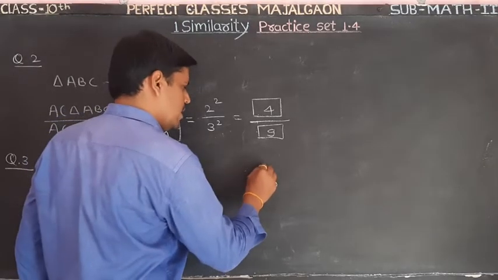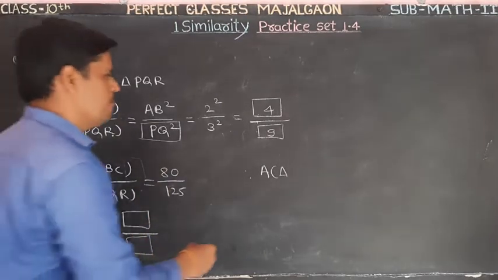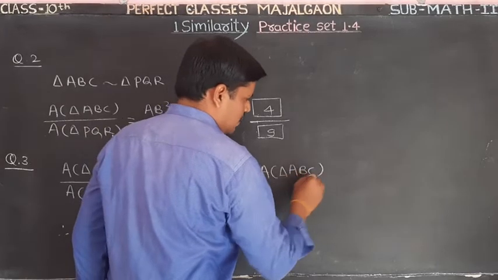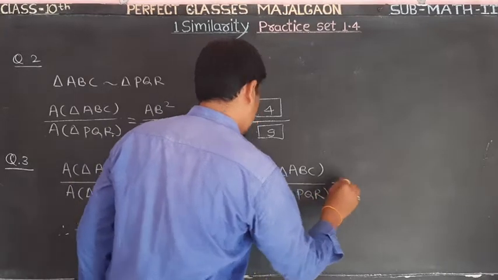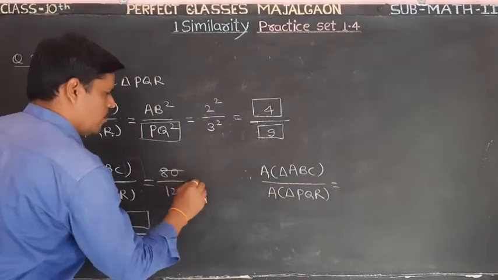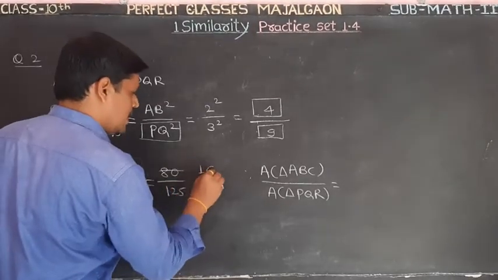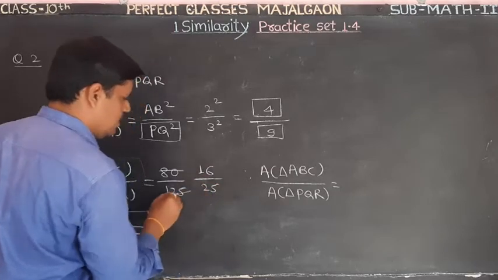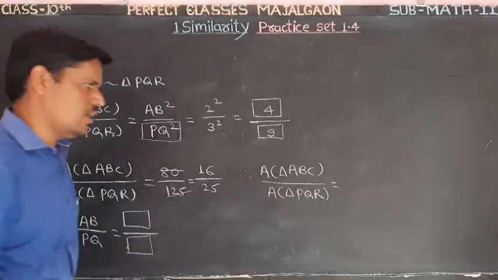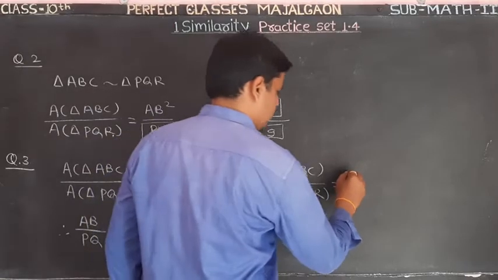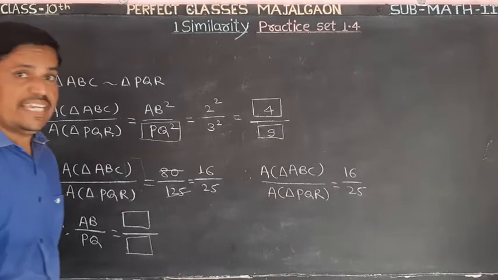When we use this theorem, how do we find the ratio of these two sides? Look at area of triangle ABC upon area of triangle PQR. Here I reduce this ratio: dividing by 5, 80 becomes 16 and 125 becomes 25. Therefore the ratio is 16 upon 25. We reduce it by dividing both by 5.